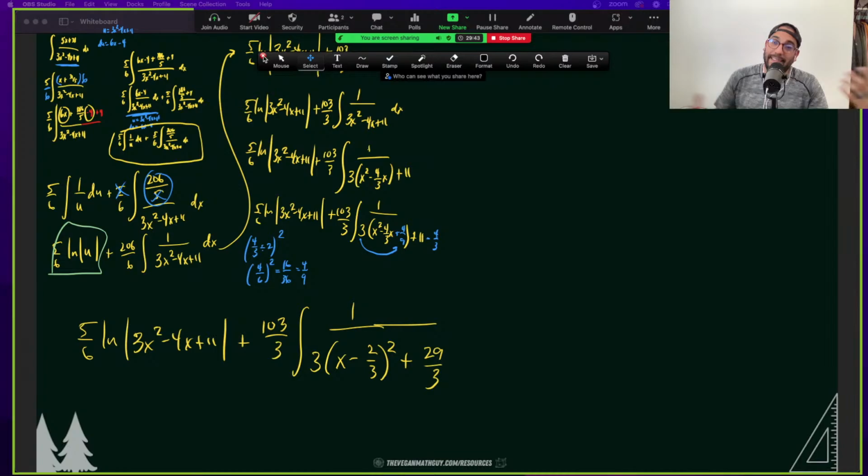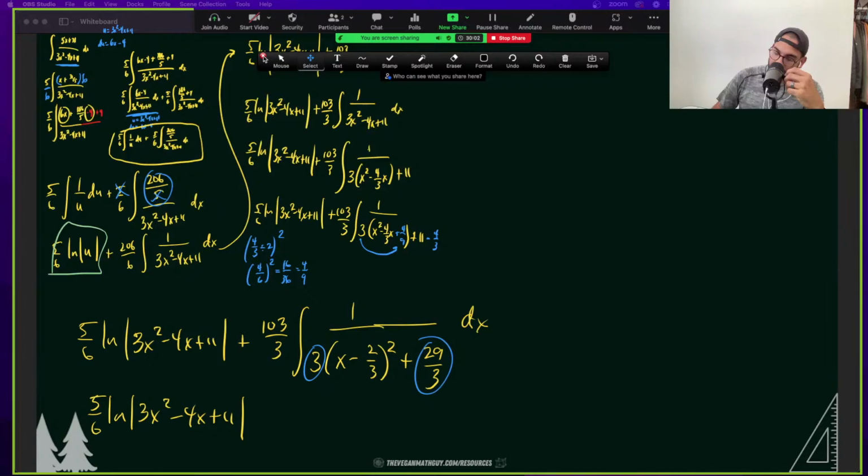All right. As you can see, this is an arctan integral. But before we even go ahead and integrate this using arctan, I'm going to go ahead and factor out a 3 from both terms so that I have this integral here: 3x squared minus 4x plus 11. So I factor out a 3, so this becomes, on the outside of that integral, 103 over 9 times the integral of 1 over x minus 2/3 squared plus 29 over 9.